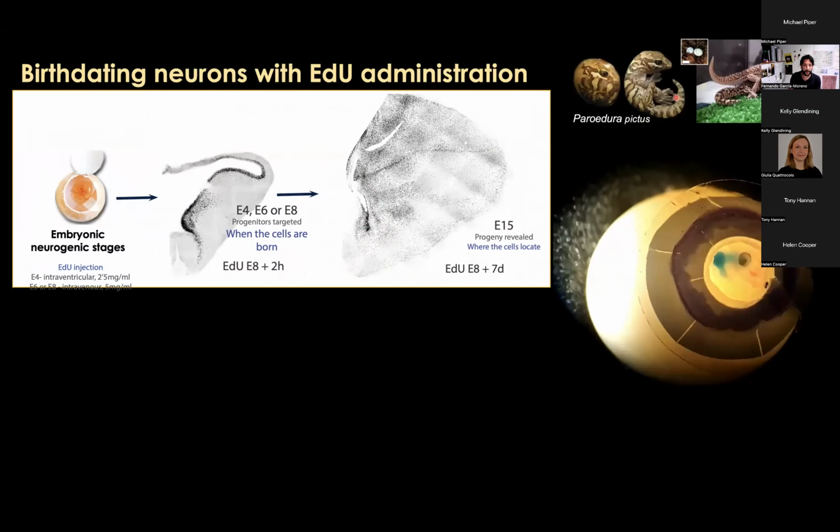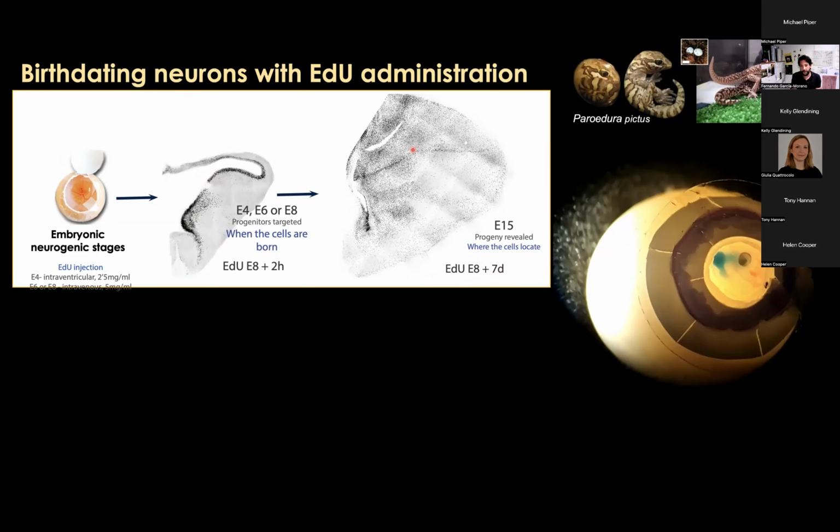So the main experiment that we're doing is with birthdating. We inject EdU, which is an analog of thymidine, and when there is DNA synthesis, this EdU molecule goes into the nucleus and it appears there. We can reveal it and find it later on to see what cells were dividing, for instance, 2 hours after the injection. In this case, all cells here in the chick embryo are located next to the ventricle, of course, where mitosis is happening. But if we wait for 7 days, we will see where all these newborn neurons are located in the mature tissue.